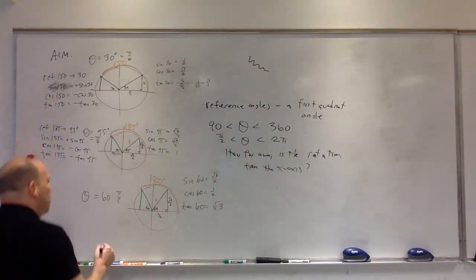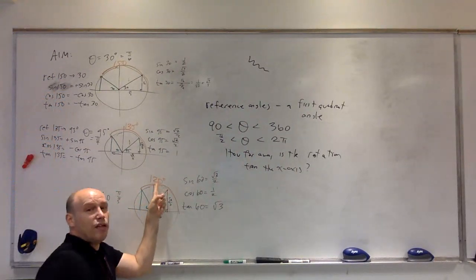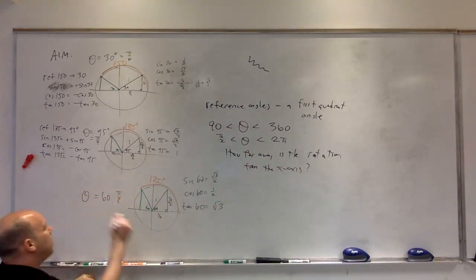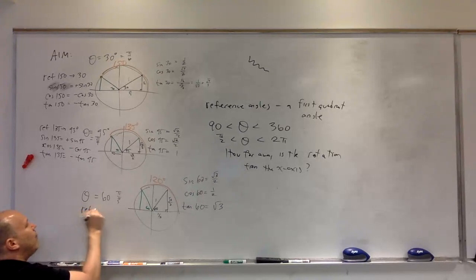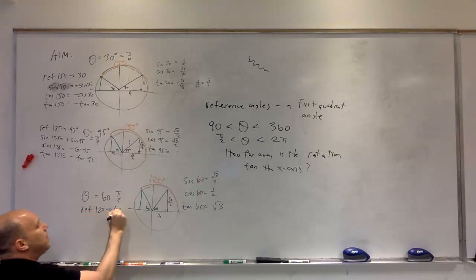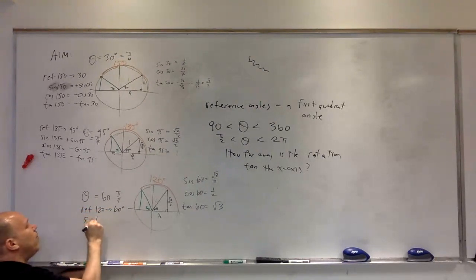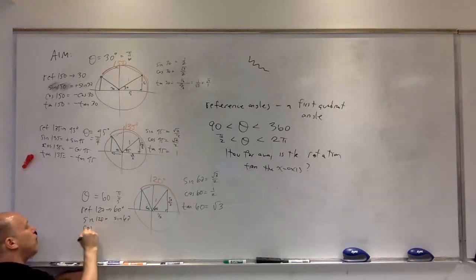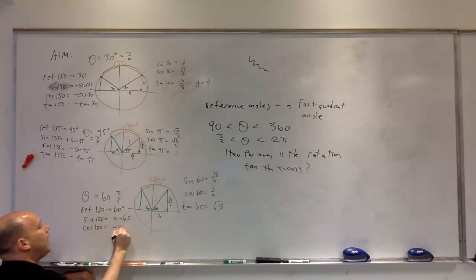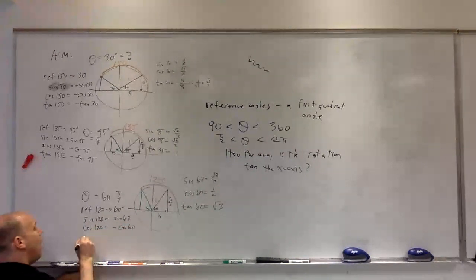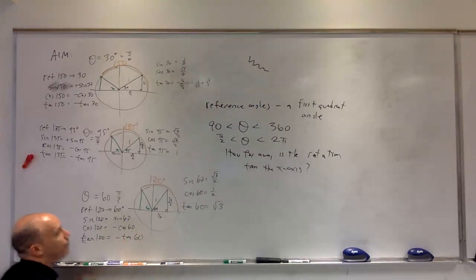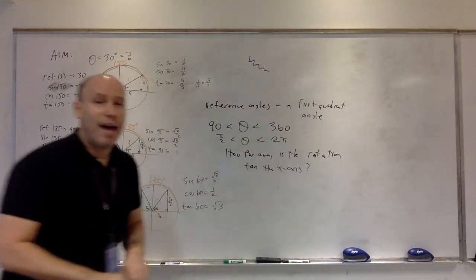Let's do the last one. What is the reference angle of 120? Well, 120 is 60 away from the x-axis. Therefore, the reference angle of 120 is 60 degrees. So the sine of 120 is equal to the sine of 60. The cosine of 120 is equal to the negative cosine of 60. And the tangent of 120 is equal to the negative tangent of 60. Let's move on.